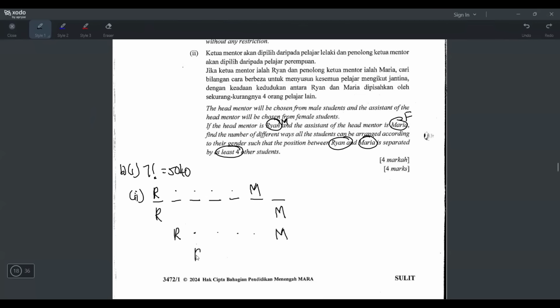Okay, what about Ryan duduk sini? Okay, I don't think Ryan can duduk sini because Ryan duduk sini it'll be 1, 2, 3, 4 then Maria is like, tak ada tempat for Maria already. So I think this is the only 3 ways.